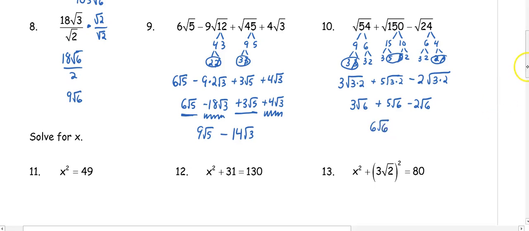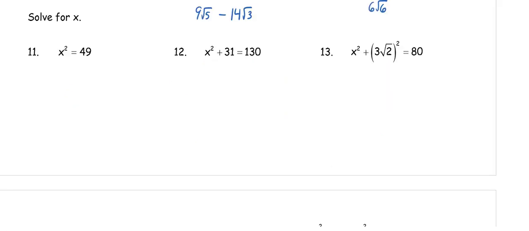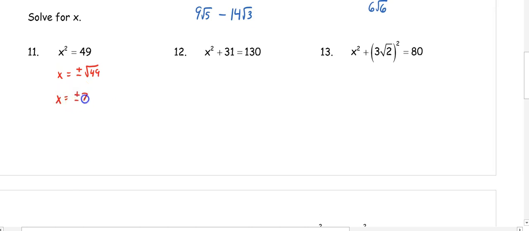Now let's move on to a different topic where we are solving for x. So in these problems, we have a squared term and then we have constants. So we need to solve for x. So when you take the square root of both sides, which is the inverse to squaring, we need to include a plus or minus sign with our roots. Now we know the square root of 49 is 7, so we would have x equals plus or minus 7.